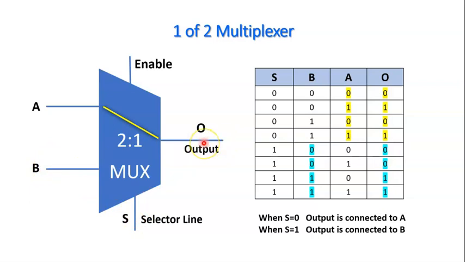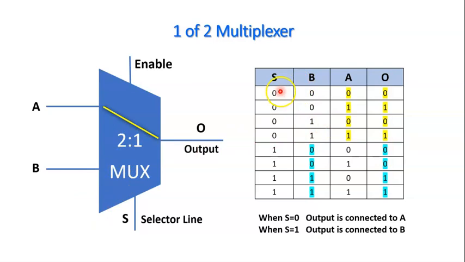Now there are various ways by which it is titled as a multiplexer. For example, sometimes people call it one of two multiplexer, sometimes they call it 2 as to 1 multiplexer, or maybe 2 cross, that is multiplied by 1 multiplexer. Okay, so let us try to understand the truth table.